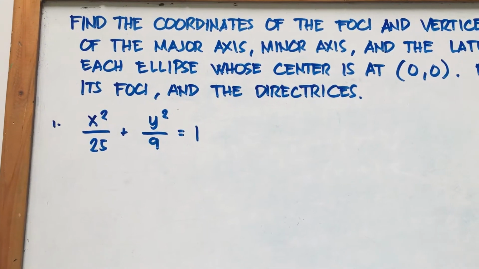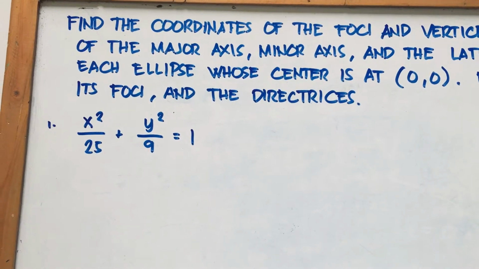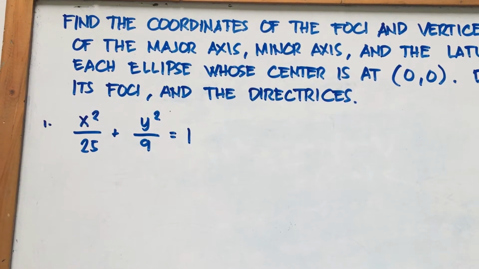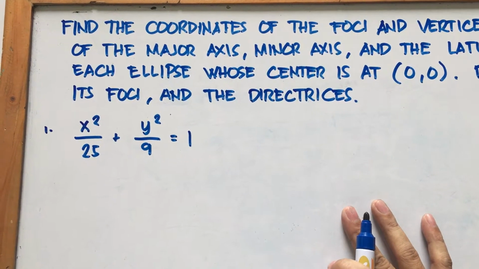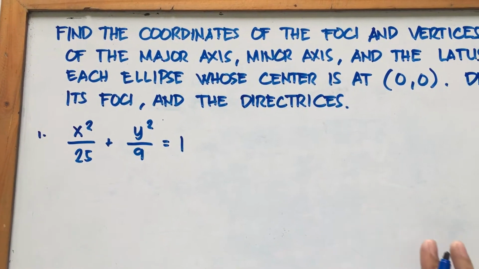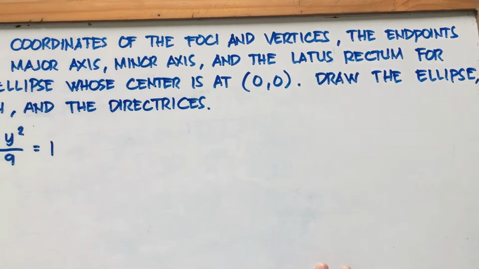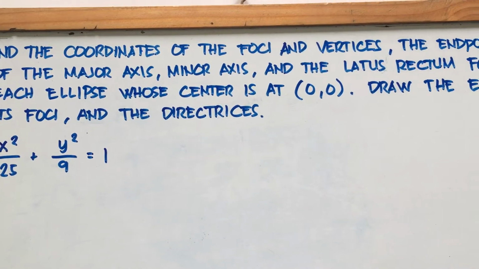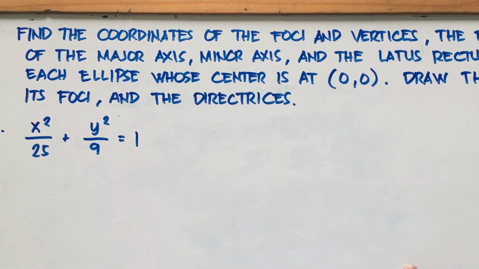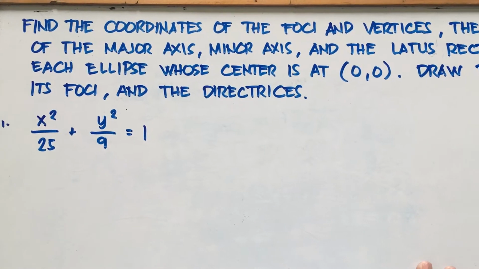Okay, so welcome to our next topic this morning, wherein we need to solve a problem about the ellipse. So I have here a certain problem where we need to find the coordinates of the foci and its vertices, and the endpoints of the major axis, the minor axis, and the latus rectum for each ellipse whose center is actually at our origin with the coordinates 0, 0.